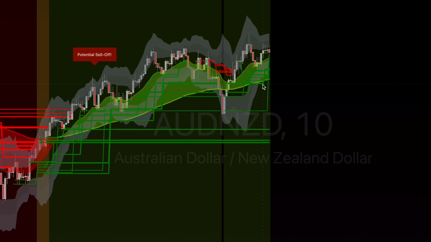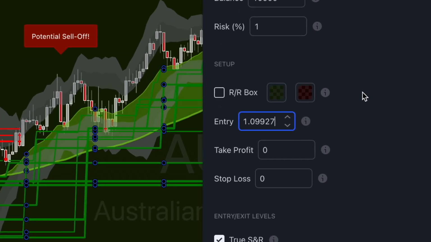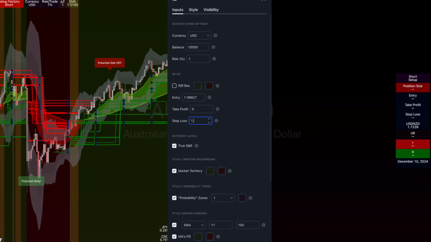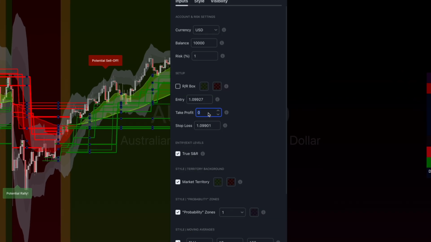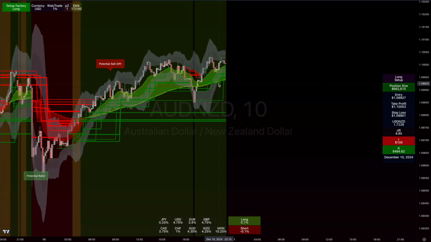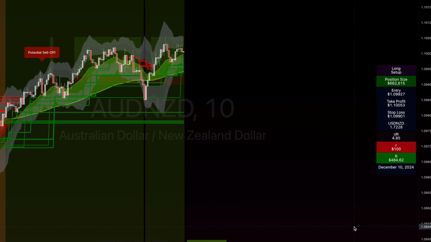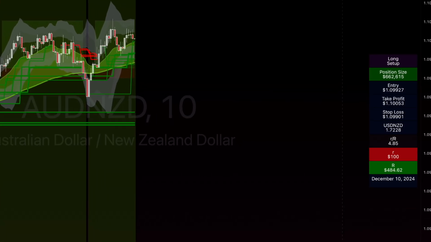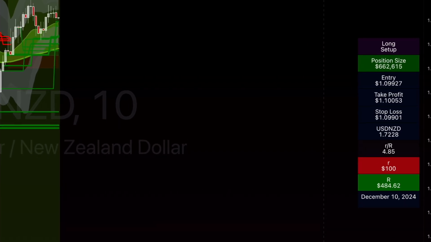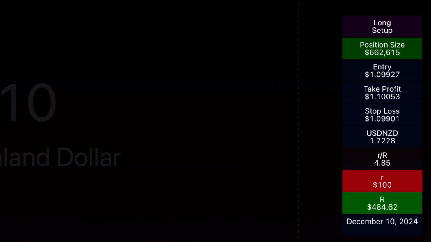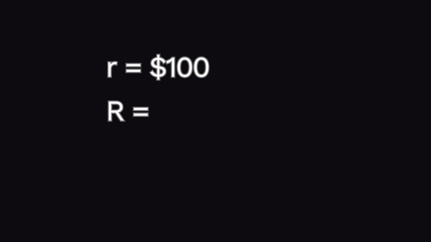Now, let's find the big R, starting with the perfect entry point. After selecting the entry price, the next step is to determine the stop loss and take profit levels. Notice that the setup board has already calculated the position size to ensure we're risking just 1% of our capital. And there you have it. Your big R for this trade is simply your little r multiplied by the setup's risk-to-reward ratio.